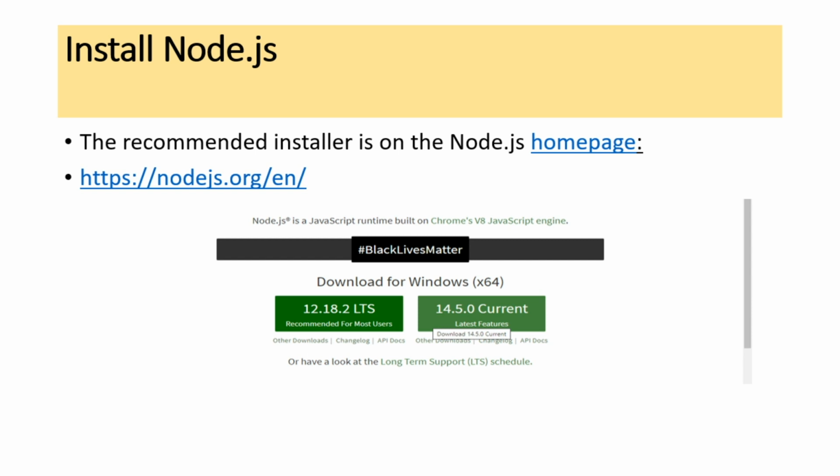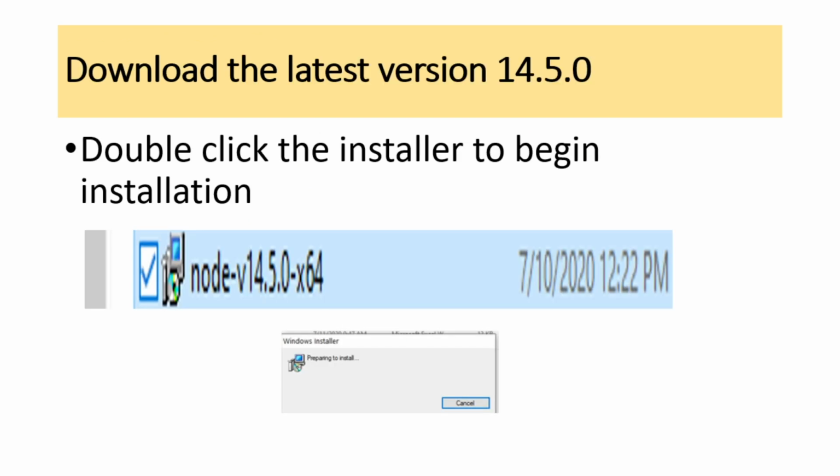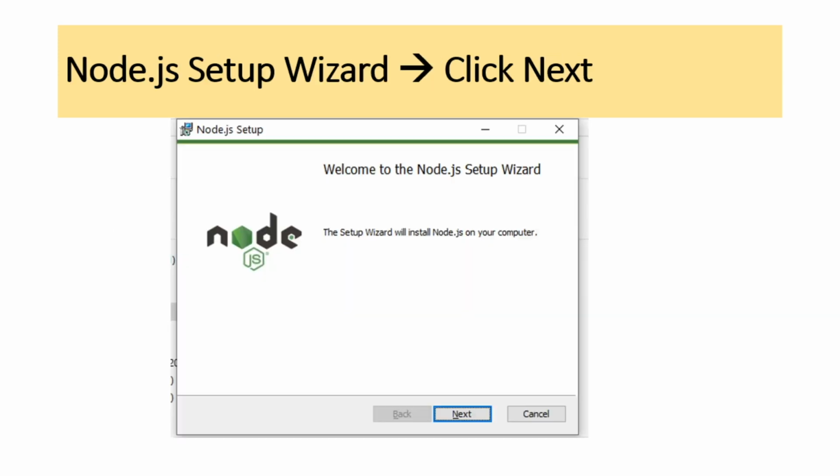Once you browse this website, you could see a screen like this. Kindly download the latest version, 14.5.0. Double click the installer in the downloaded location. Then the installation will progress. You could see a preparing to install pop-up. Once it is over, you could see this Node.js setup wizard.